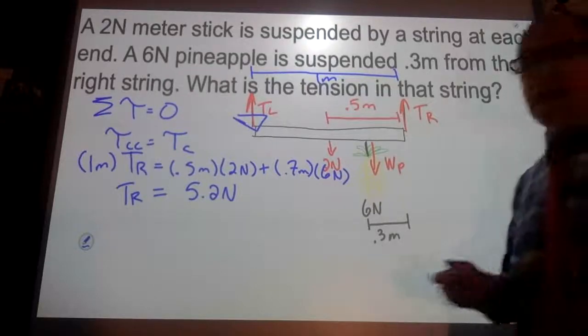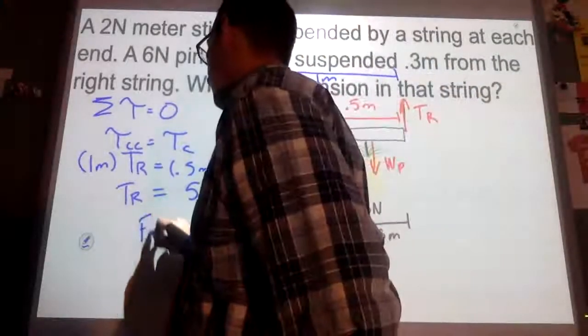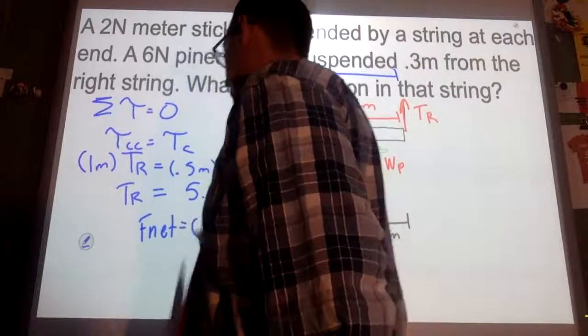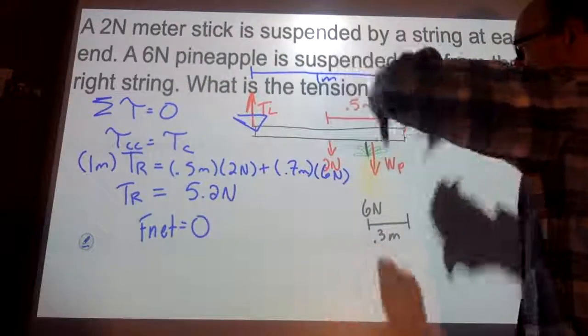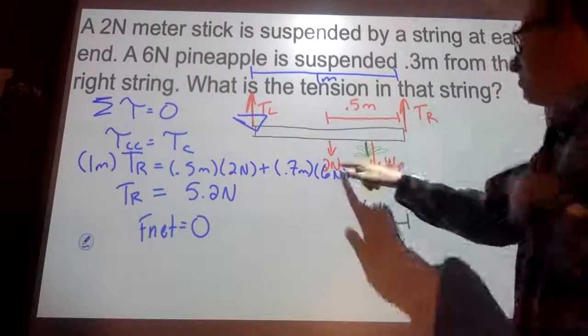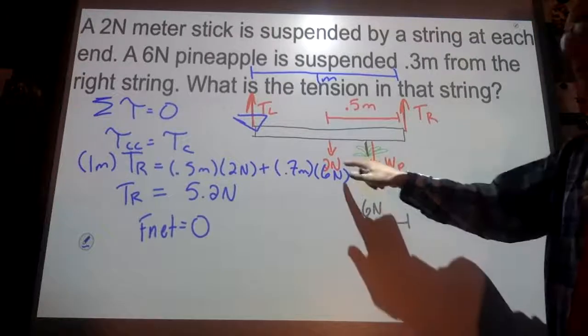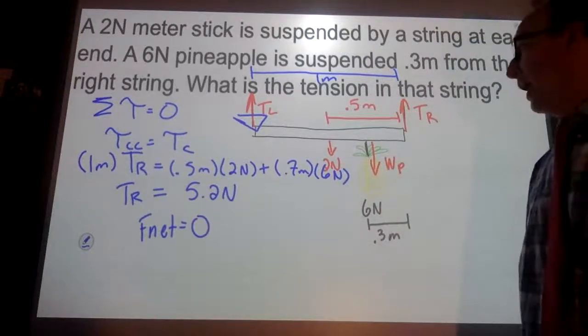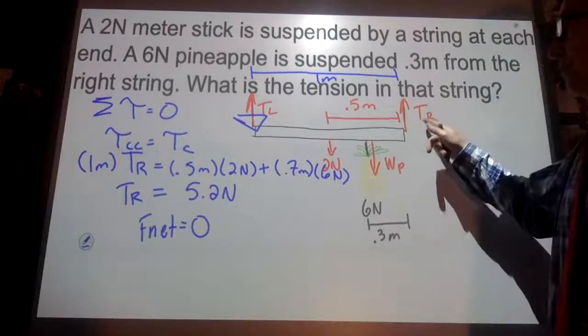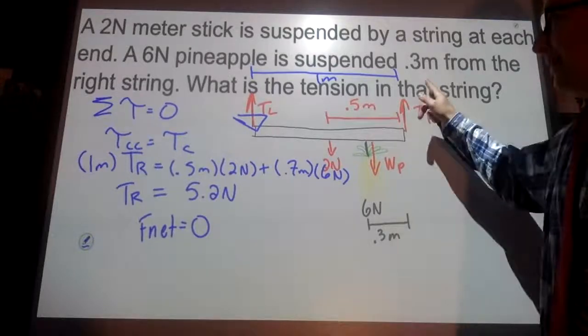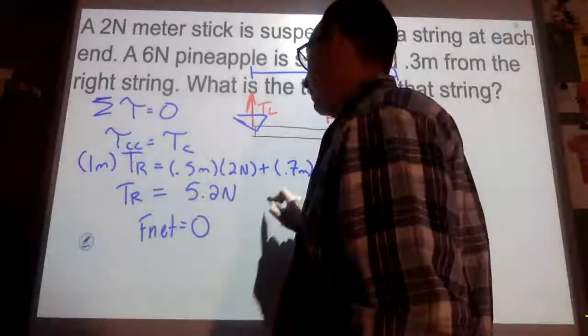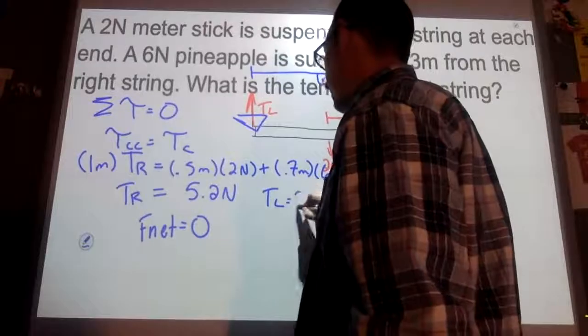I also know that F net is equal to 0. So that means the forces up have to equal the forces down. I have 8 newtons of force down. I have a pineapple, and I have a meter stick, and I have 5.2 going up at this point. That means I have to have 2.8 going up at the other side.